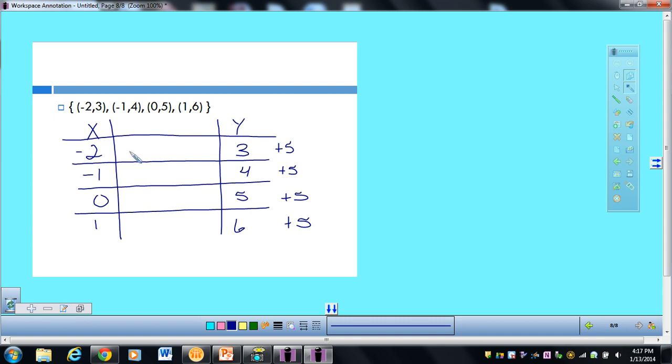Okay, so if I do -2 for x and I add 5, I get 3. If I do -1 for x and add 5, I get 4. If I do 0 for x and add 5, I get 5. If I do 1 for x and add 5, I get 6. So my rule is going to be x. I have all the x's there, and I add 5 to it. So my rule is going to be f of x is x plus 5. And that is how you write a function rule.